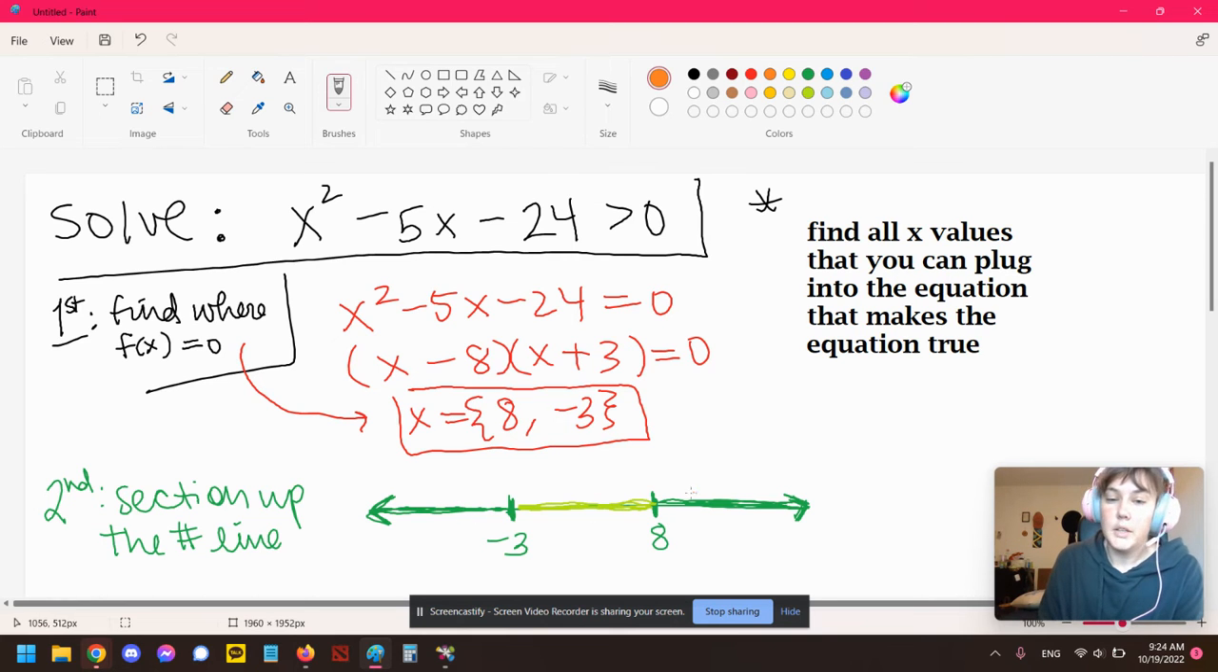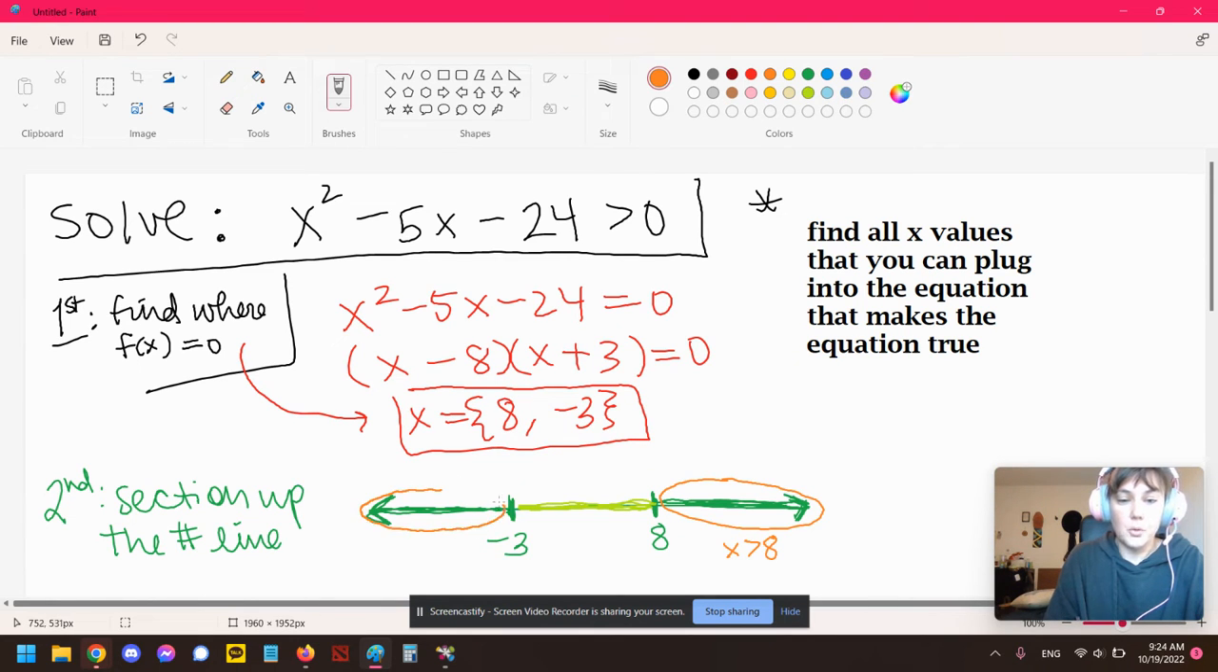The truth is, if I plug in any number above 8, 9, 10, 11, 12, a million, 2 million, 80 million, all of those values will give me either positive numbers or negative numbers as my answer in my original equation. So everything in this interval, every number bigger than 8, will give me either a positive or a negative. Same thing over here.